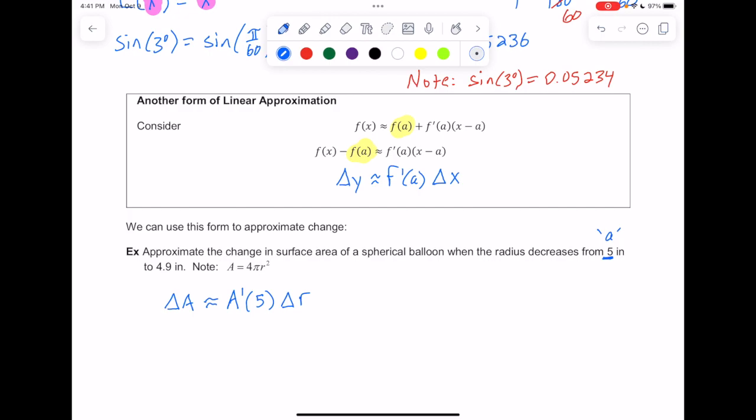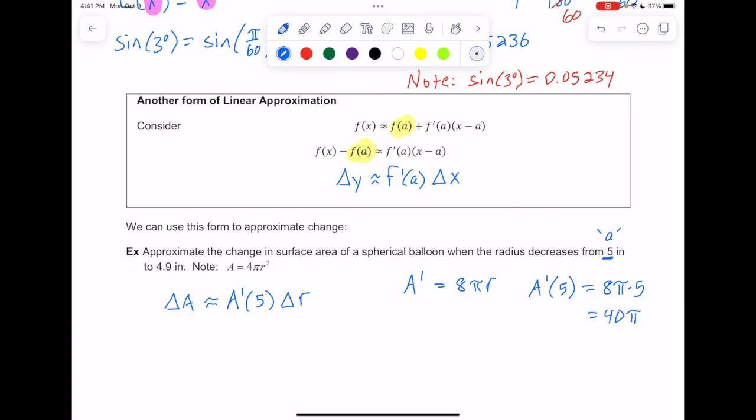So let's go off to the side over here and do some work. A prime would be, bring the 2 down, and we would get 8 times pi times r to the first. Reminder, pi is not a variable, it's a constant, so that 4 pi is just out front getting multiplied by the 2. All right, so then what would A prime of 5 be equal to? Well, if we plug the 5 in there, we get 8 times pi times 5. So we end up with 40 pi.